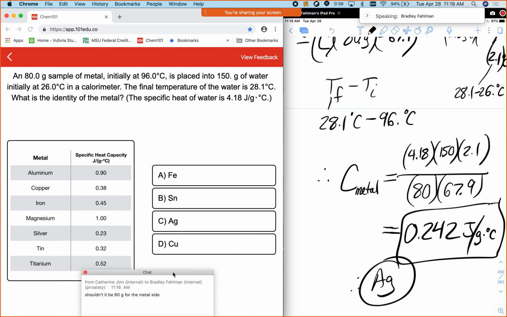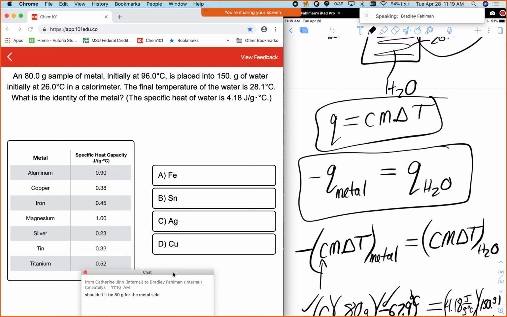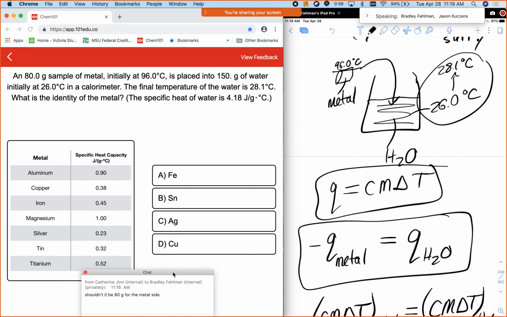Okay. So any questions about that? That is as difficult as these questions get, really, where you've got something that's losing heat and something that's picking up that same amount of heat. So how different can the specific heat capacity that we find be from the one given to us? Like if it were 0.26, would that be unreasonable?